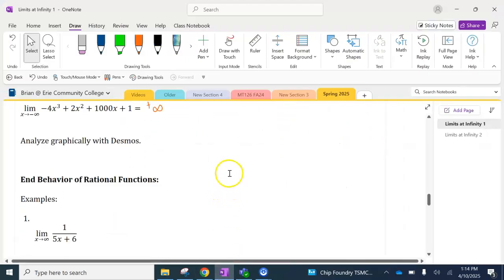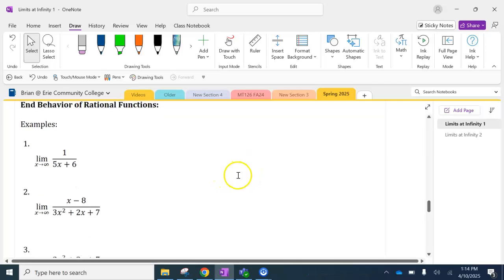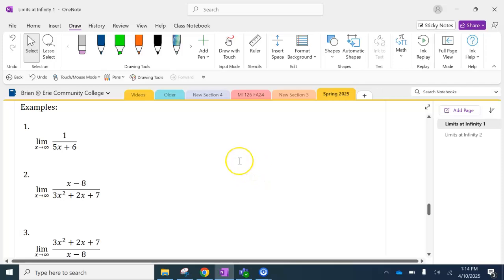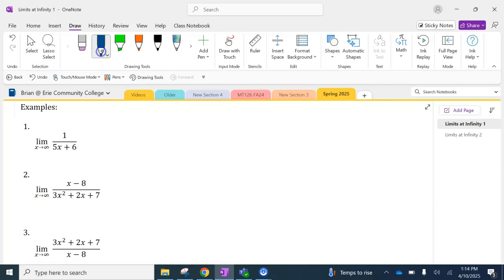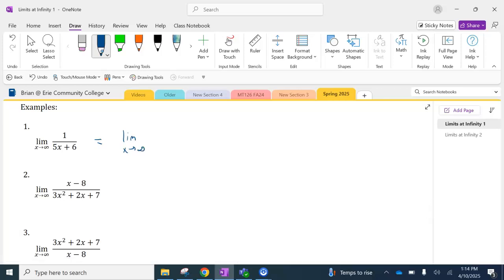Now let's talk about the end behavior for rational functions. Okay, and we're going to do some of this graphically. We're going to do some of this analytically, or algebraically. Now, the way we're going to be doing it algebraically, let's do that first, and we'll do that with these first couple examples, is we want to divide the top and bottom, and each term in the top and bottom, by the highest power of x in the denominator. So in this case, we're going to divide the top and bottom by x everywhere, each term by x.